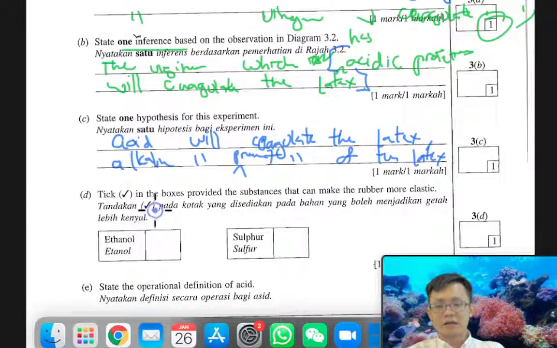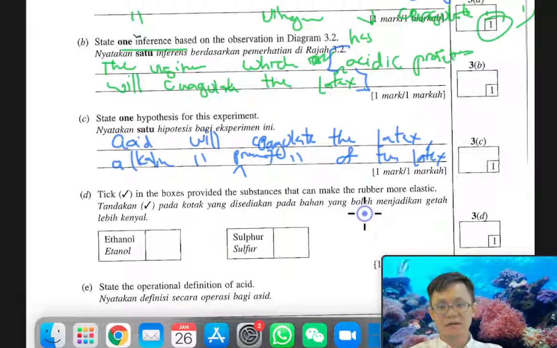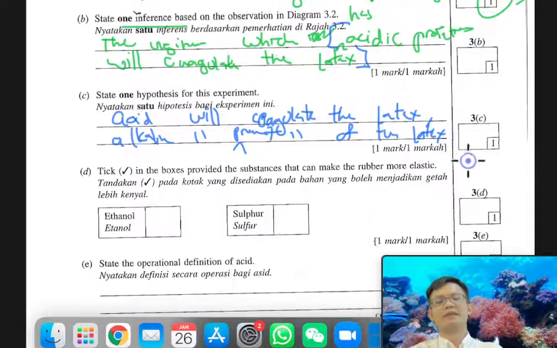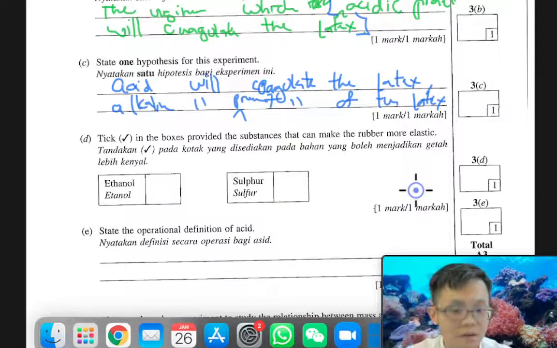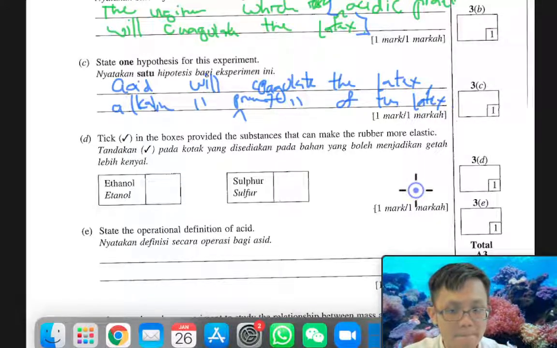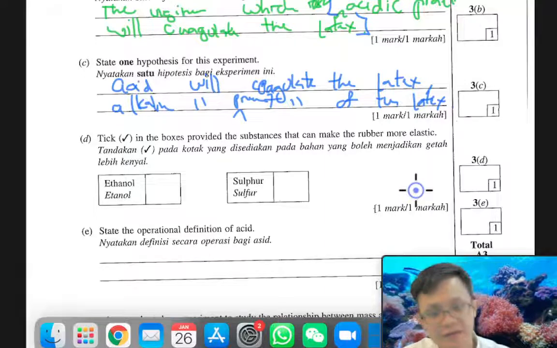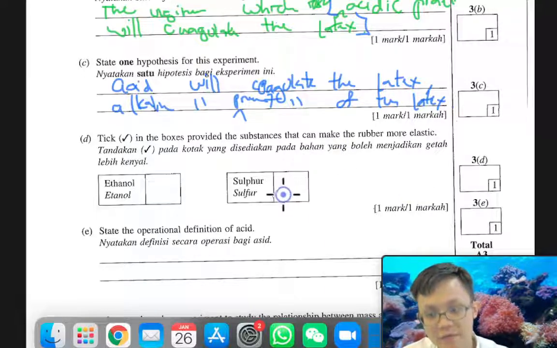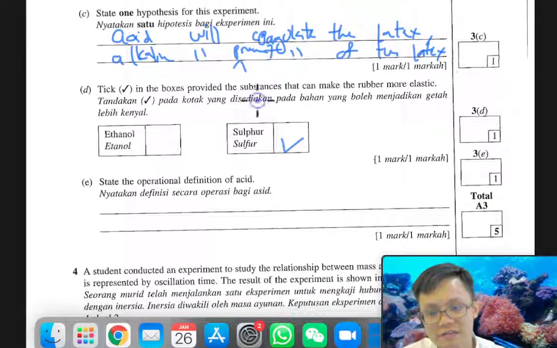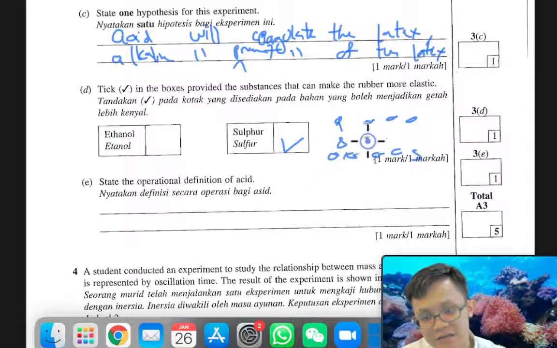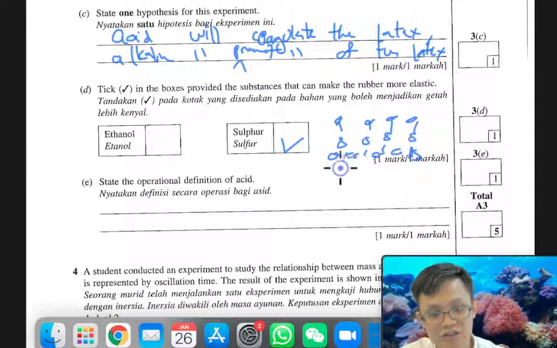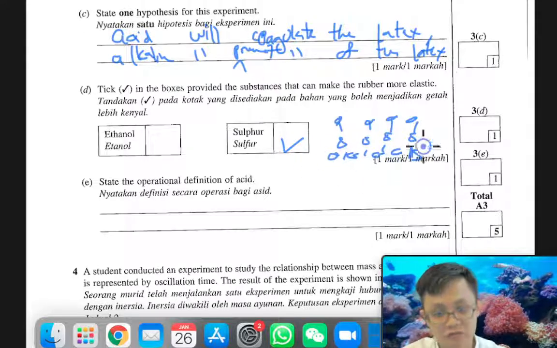Tick correct in the boxes provided a substance that can make the rubber more elastic. Which one will make the rubber more elastic? Sulfur. Sulfur, yes. Sulfur will make it more elastic. So of course rubber is always a chain, and when you put sulfur, eventually it changes the chain and the bond between the chemicals, it makes it stronger.